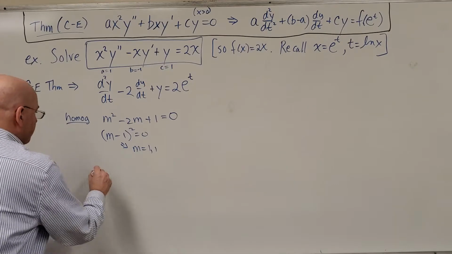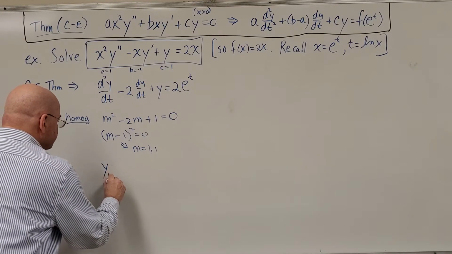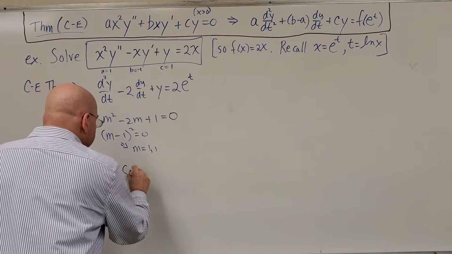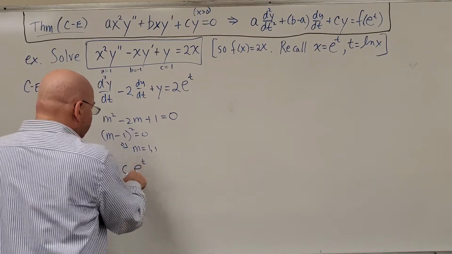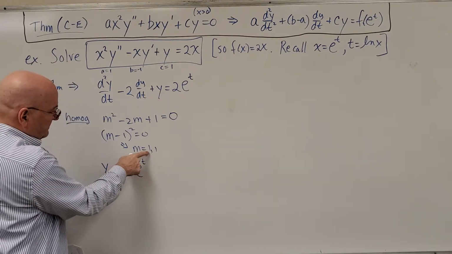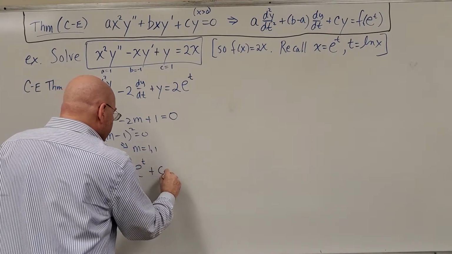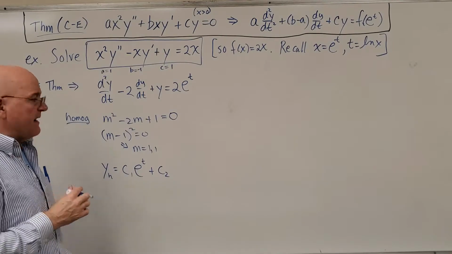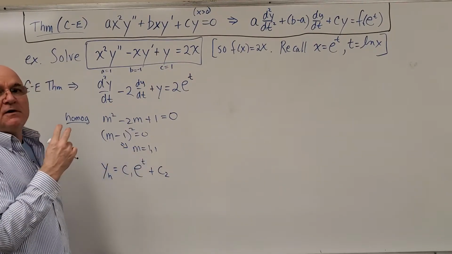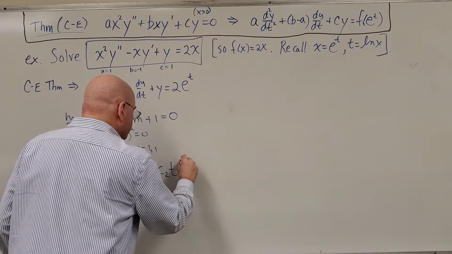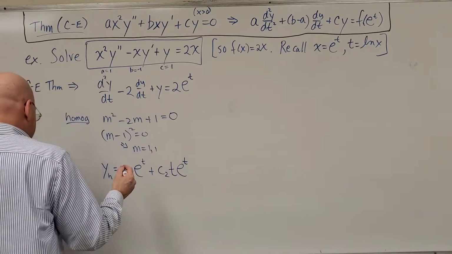It's y homogeneous is equal to a constant c1 times e to the t. Why is it e to the t? It's e to the 1t, because this is 1. Now we don't say c2 e to the t. Remember that? When you have identical factors, you have to put another t in front of it. So that was simple.